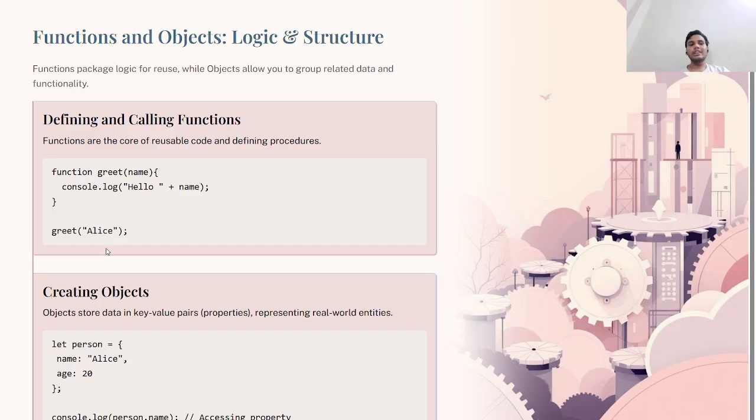To create objects, it is the same pattern. Objects store data in key-value pairs as properties, representing real-world entities. Coming to the example, let person = name Alice, age 20. When we print using console.log(person.name), it accesses the person's properties and prints what is present in it.